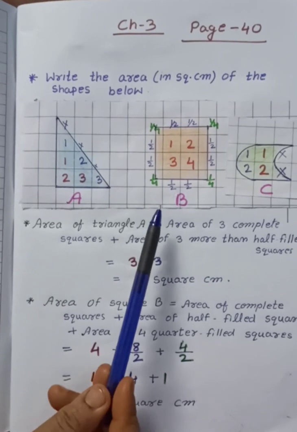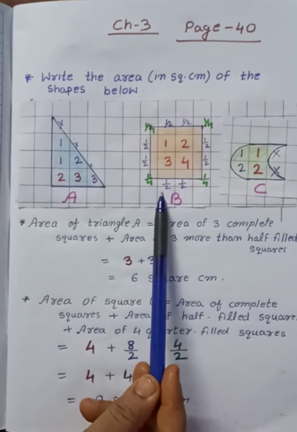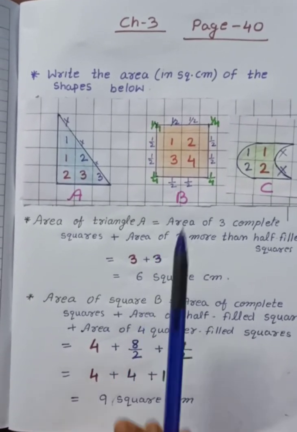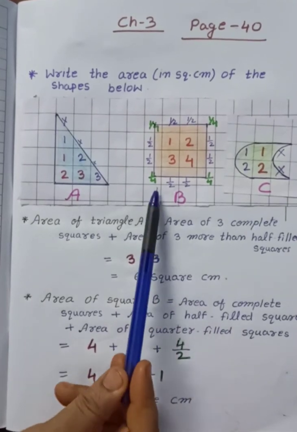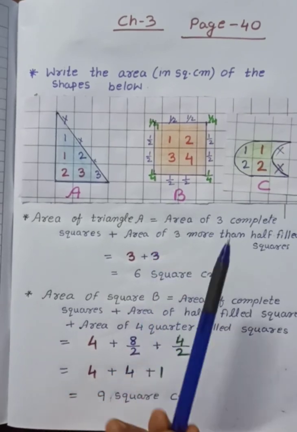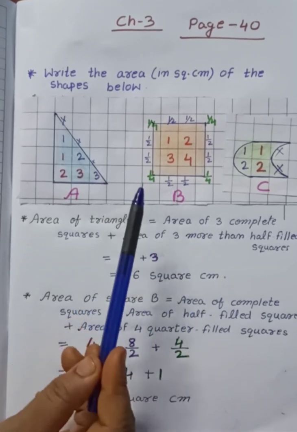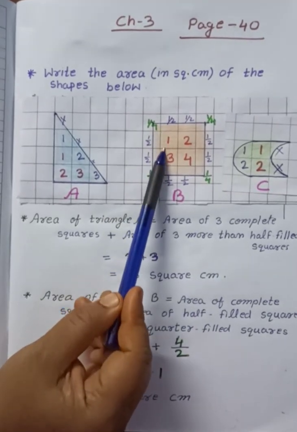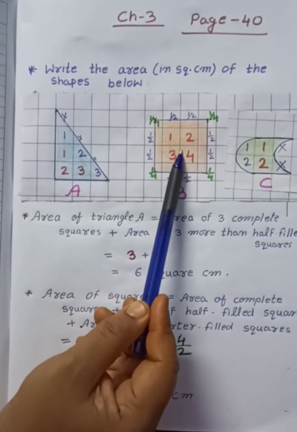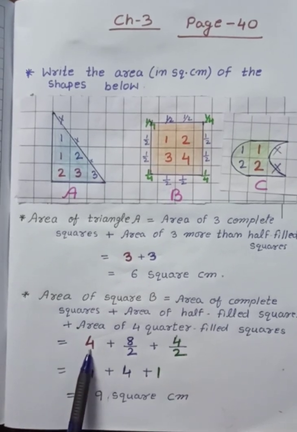Similarly, we have to find the area of square B. Are you seeing here? So what do we write? First we will see area of complete squares plus area of half filled squares plus area of 4/4 filled squares. So children, I will show you here. Area of complete squares is 1, 2, 3 and 4. So area of complete squares is equal to 4.